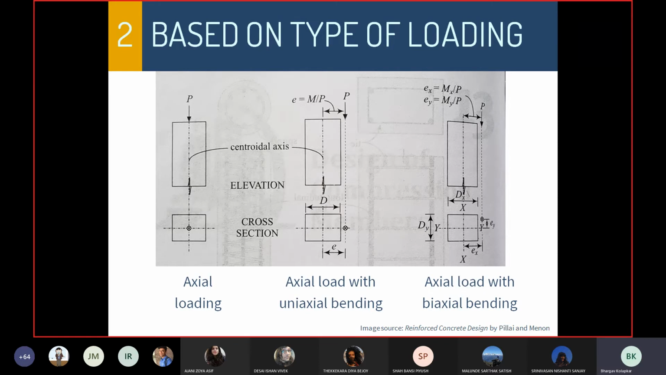In our syllabus, we are only going to look at columns that are subject to axial load. And we're going to talk about what are called minimum eccentricities. That's something for future reference. But as such, we're not going to look at columns with axial load and uniaxial bending, or axial load with biaxial bending. We're going to only look at the simple case of axial load.